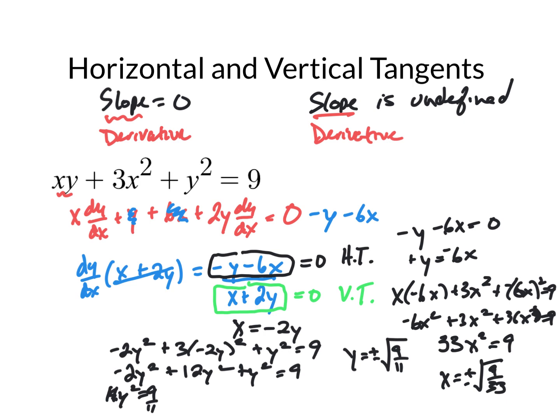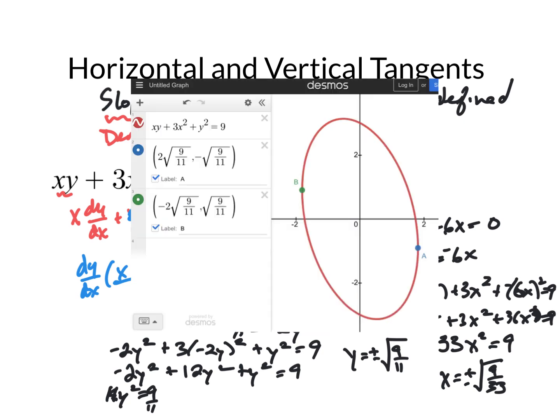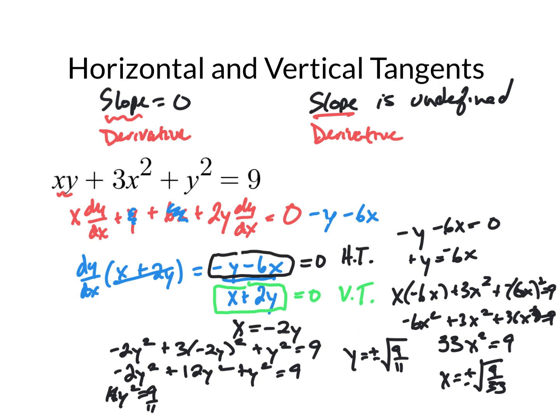And again, to figure out the x values, I would simply go back and say, well, x is defined as negative 2 times y. So the positive one would become negative 2 times the square root of 9 over 11, and the negative would become positive 2 times the square root of 9 over 11. Let me show you that picture. Here it is. You can see, indeed, those are the spots where the curve is vertical, here and here. So thing to remember always is you are simply looking for where the derivative is equal to 0 for a horizontal or the derivative is undefined for a vertical.